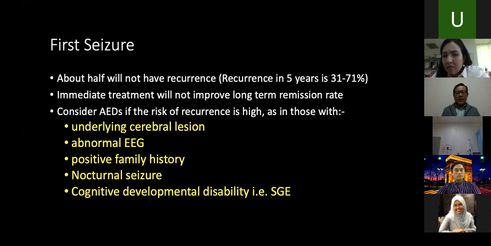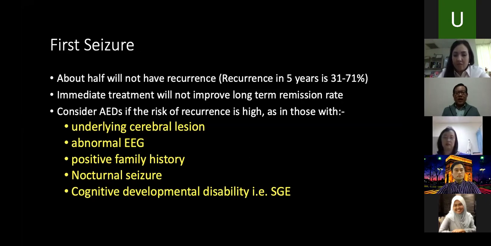For a first seizure, half will not have recurrence, and that's why if you start treatment for 2 years and the patient may not have recurrence, it means the patient has to take 2 years of medication for no reason. Secondly, immediate treatment will not improve the long-term remission rate. So even if you start later on, the overall outcome and quality of life are still the same.